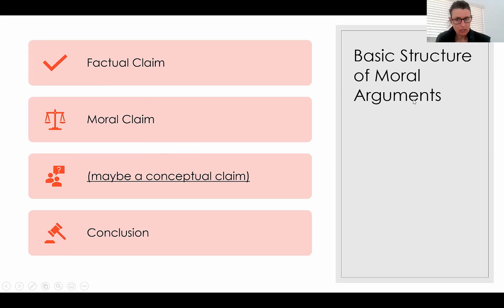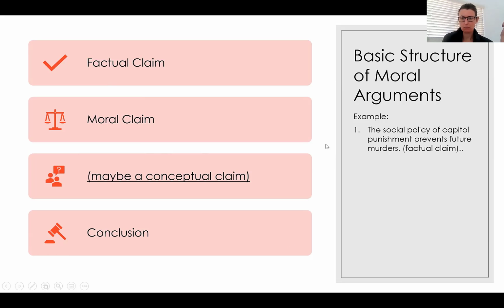Okay, so here's an example. This is an example not from engineering, but from just regular applied ethics. The social policy of capital punishment prevents future murders. Okay, so this is a factual claim. I'm not saying that it is a fact. I didn't look it up. I just made it up. So a factual claim is a statement that is capable of being true or false.